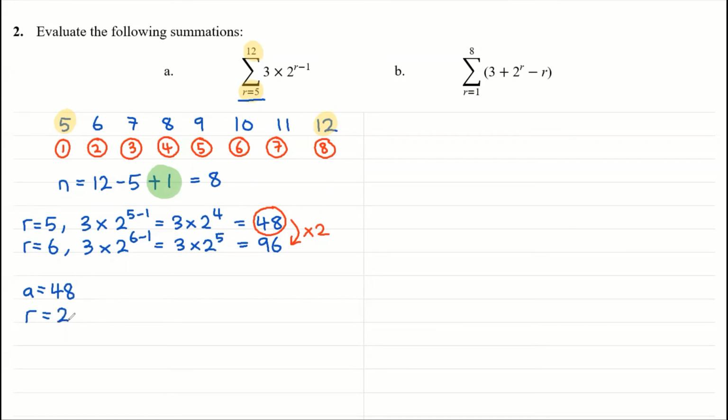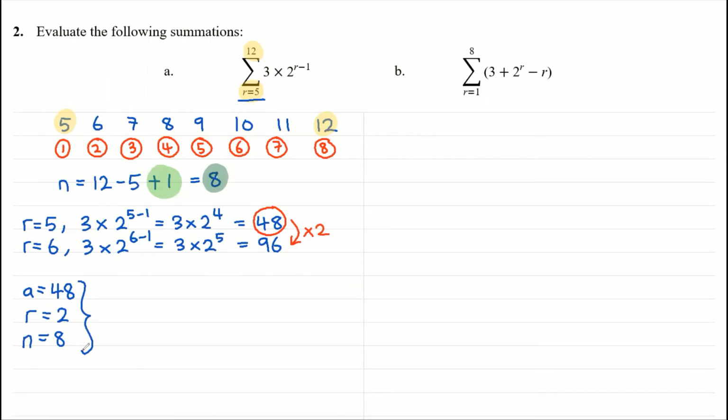And from what we explained earlier, 8 is the number of terms we're going to be summing over. So we need to write that down also. So n is equal to 8.